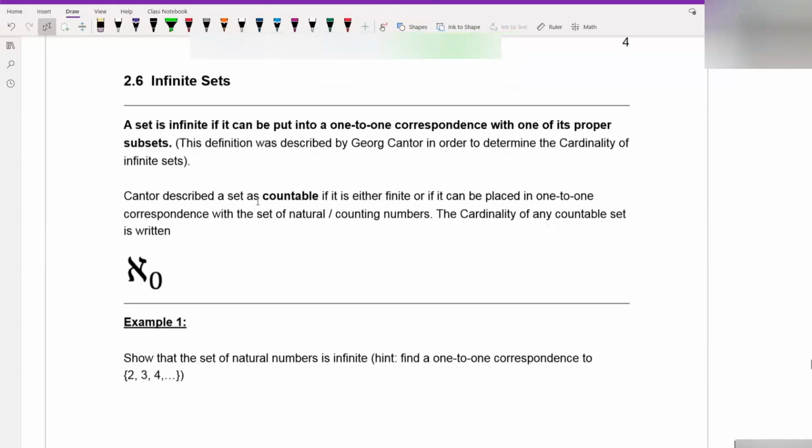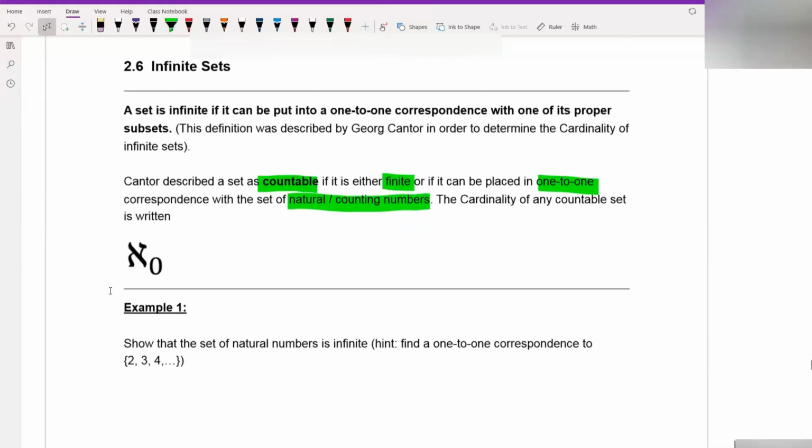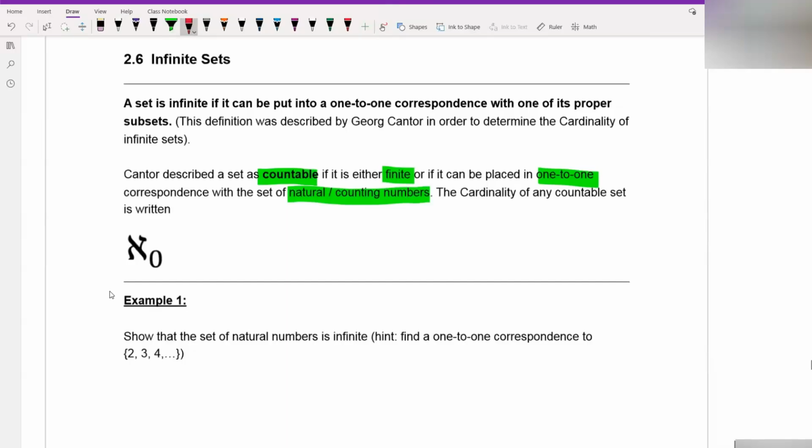He also described a set as countable if it is either finite or if it can be placed in one-to-one correspondence with the set of natural counting numbers. The cardinality of any countable set is written this way. This is called Aleph naught.